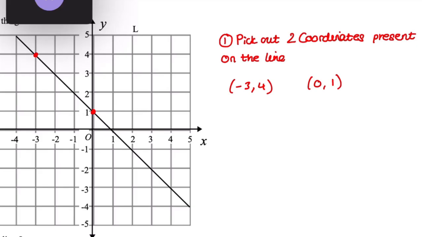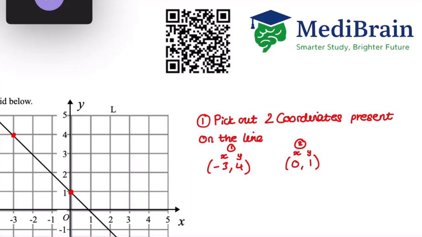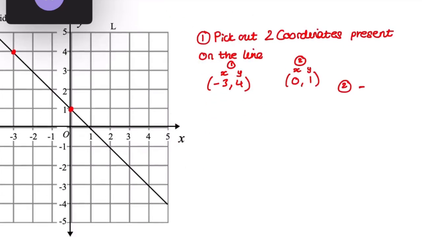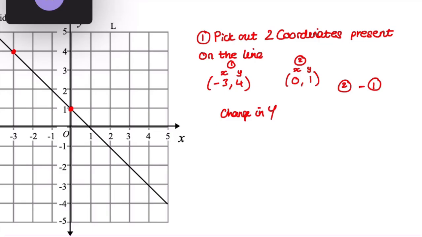Now, all I'm going to do is work out the gradient of those two points. Again, same thing: this is x, this is y, this is x, this is y. I'm going to label this as 1 and this as 2, and all I'm going to do is 2 subtract 1. It's the change in y divided by the change in x. Because we're doing 2 subtract 1, the change in y is going to be 1 subtract 4, divided by the change in x, which is 0 subtract -3.